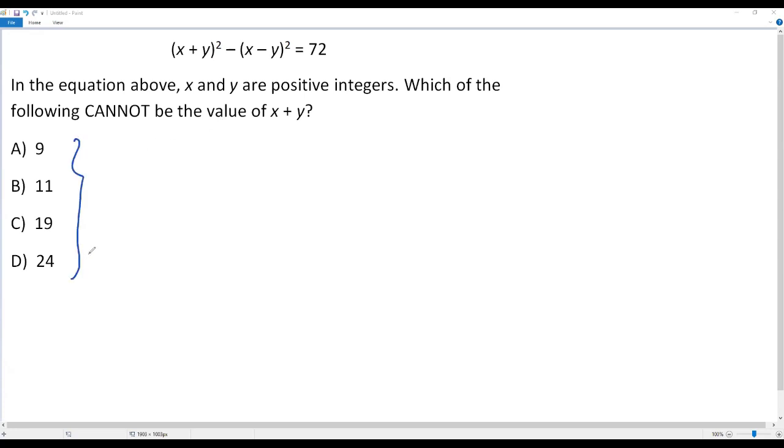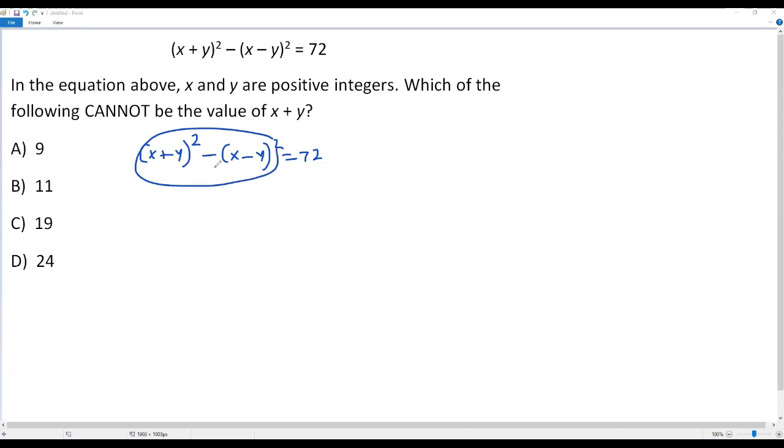Okay, in the given answer choices, we have to find the one which cannot be the value of this expression x + y. Now let me take the given equation as it is: (x + y)² − (x − y)² = 72. Now we have to simplify the expression on the left side. That is, we have to expand the square of the binomial over here and the square of the binomial over here. For that, let me consider the two algebraic identities.